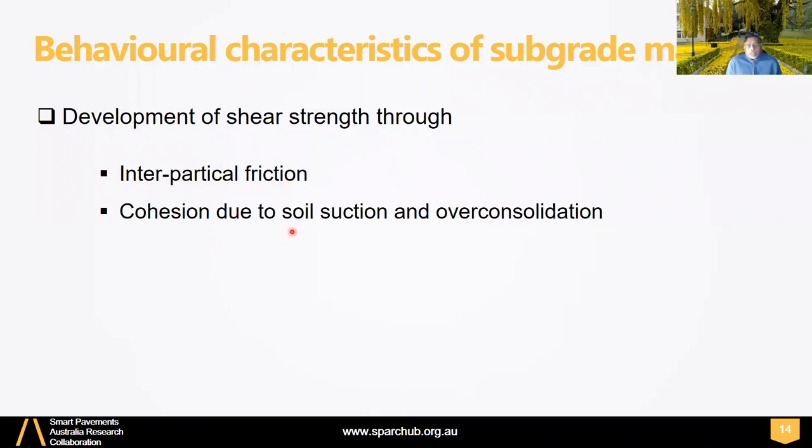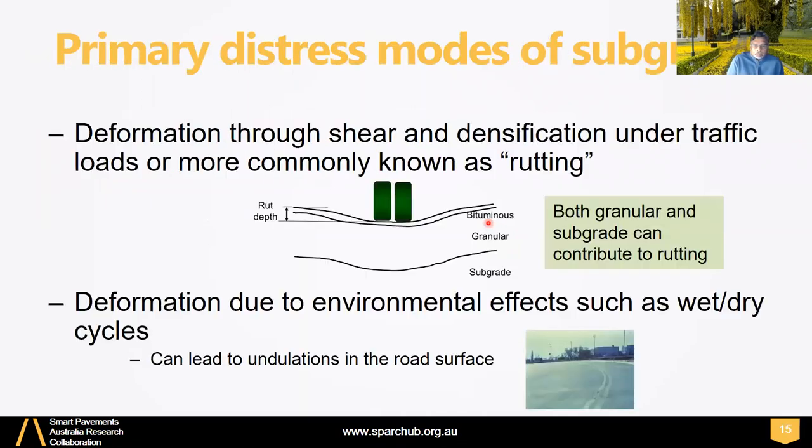Cohesion can also arise due to soil suction and over consolidation. When soil is heavily compacted, you can get soil cohesion, or if it is over consolidated by geological origin, then still you can get cohesion. So again, primary distress modes for subgrades is very similar to the UGMs. Rutting is the key deformation mechanism, and you can get both granular and subgrade contributing to rutting.